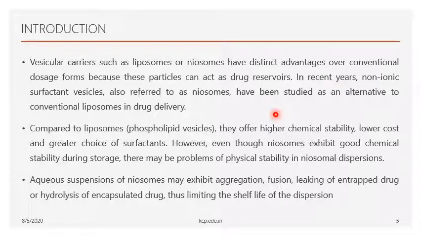When compared to liposomes, these non-ionic surfactant vesicles have more advantages, like higher chemical stability, lower cost, and greater choice of surfactants. These are some advantages over liposomes. However, an aqueous suspension of niosomes may exhibit aggregation, fusion, and leaking, so they have a limited shelf life. This is a small disadvantage of niosome formulations. But when compared to liposomes, they are chemically more stable, and non-ionic surfactant is a good carrier to deliver the drug to targeted sites.